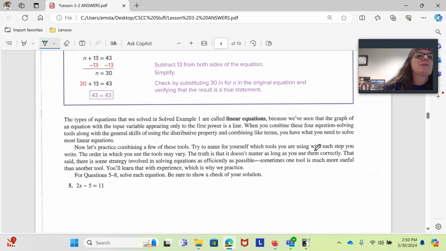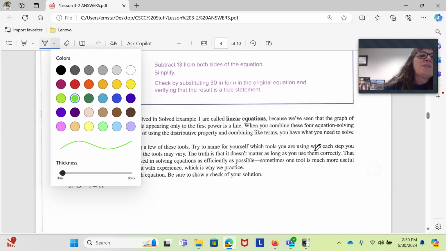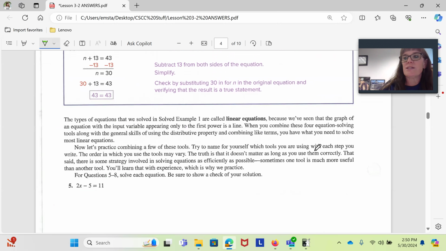See if I have enough space to write here. I tend to write big. So one thing I like to do when I'm solving an equation is I drop a wall in. I put a wall where the equal sign is. I have a 19-year-old daughter who hates the wall, but I like the wall. So the reason I do the wall is so that I remember whatever I do to one side of the wall, I have to do to the other.